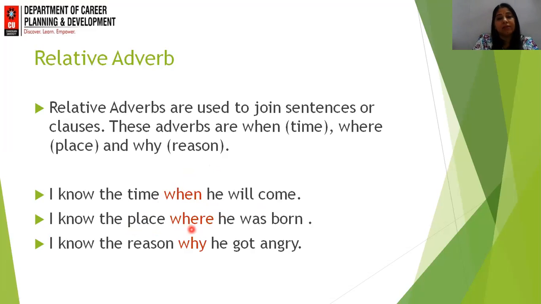I know the place where he was born. Again, it is about the place, but at the same time we are giving a relation between the two sentences. So it is a relative adverb as well. Similar goes with the last sentence. I know the reason why he got angry. We are giving the reason and at the same time showing the relation. This is a relative adverb.